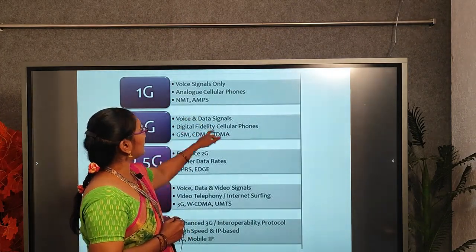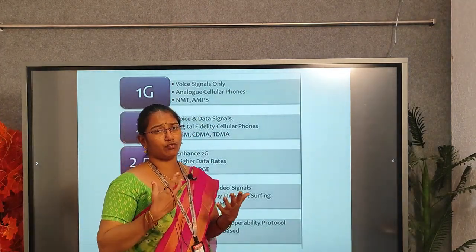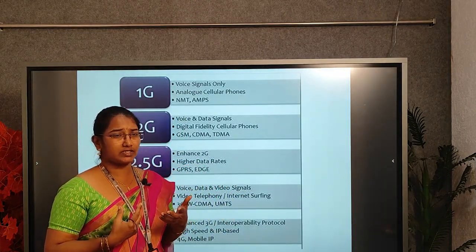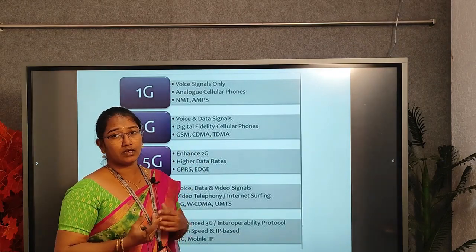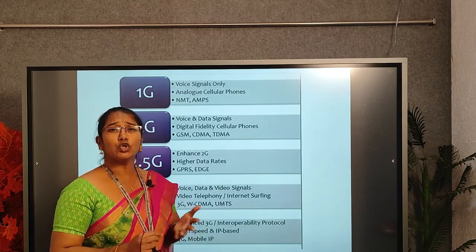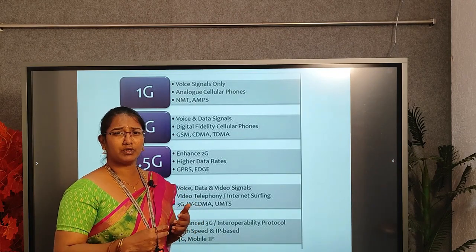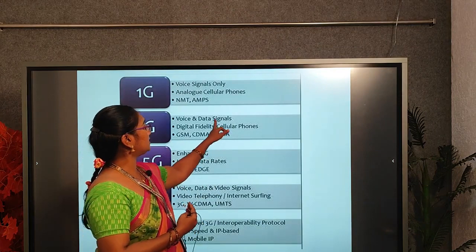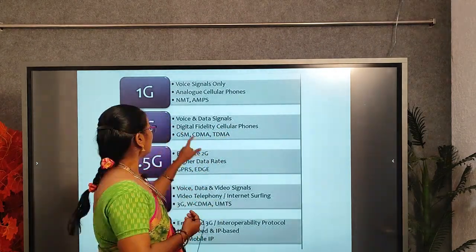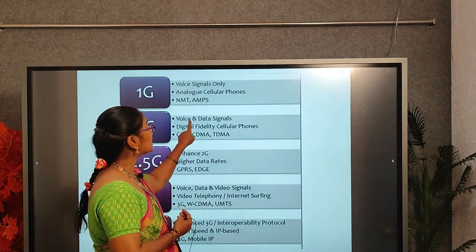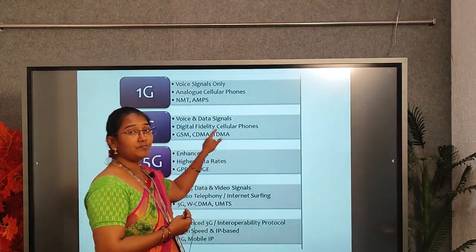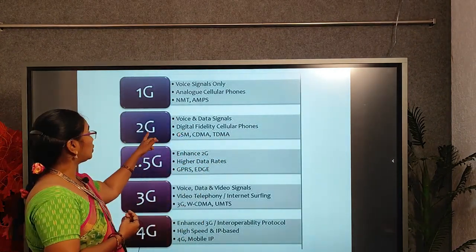What is the difference between voice and data? Voice means our analog voice information, right? What we speak, that is voice, right? And data depends upon the information, text information, graphical information, or picture oriented information, whatever it may be. We will see that in the data signals. Okay, and digital fidelity cellular phones. Here comes the generation, digital fidelity is there. Next, GSM, CDMA and TDMA are the techniques that are used in the 2G.